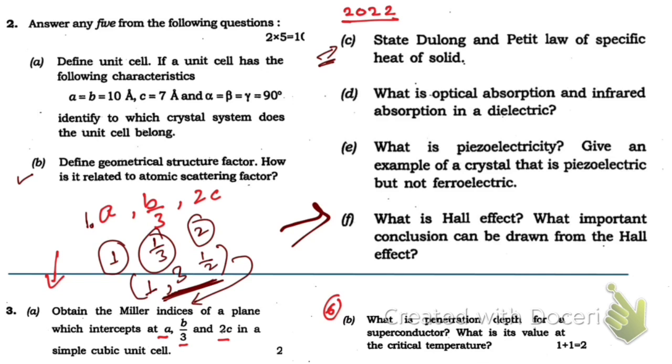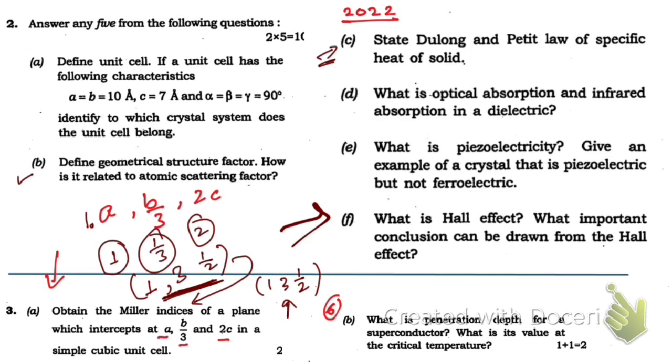When you write the Miller indices, write them within a small bracket: 1, 3 and 1 by 2. That's how we write the Miller indices. Hope you have understood this. So what is the next question? Let me tell you one more thing: don't use commas within this bracket.